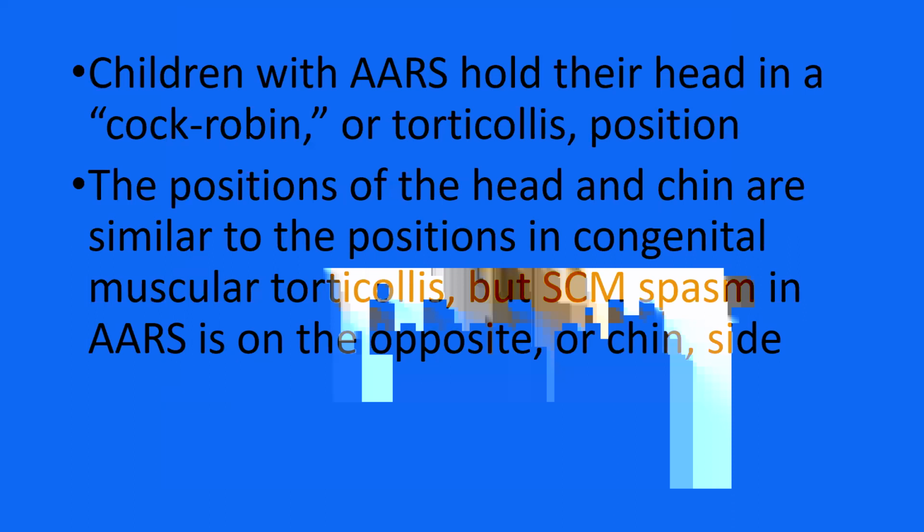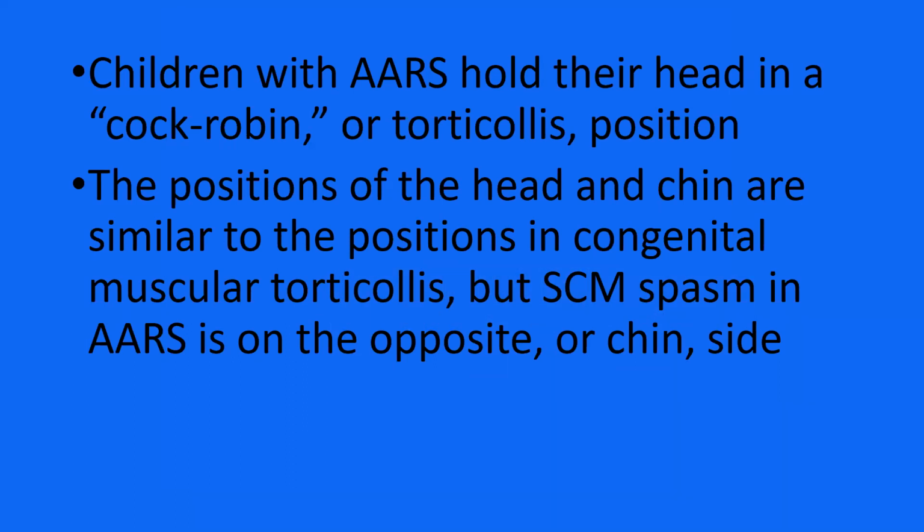Children with atlantoaxial rotatory subluxation hold their head in a cock-robin position or torticollis position. The positions of the head and chin are similar to positions in congenital muscular torticollis, but the sternocleidomastoid spasm in atlantoaxial rotatory subluxation is on the opposite or chin side.